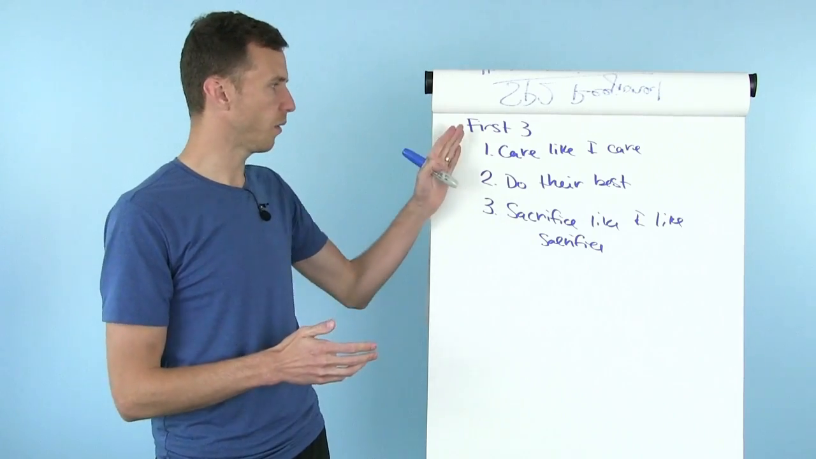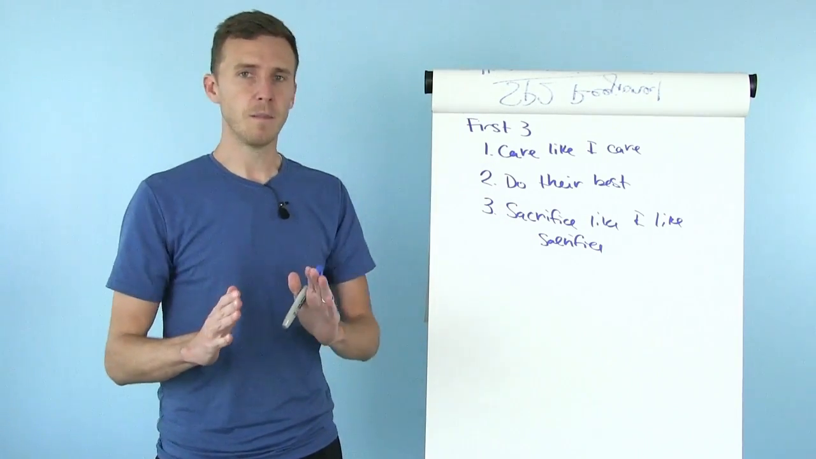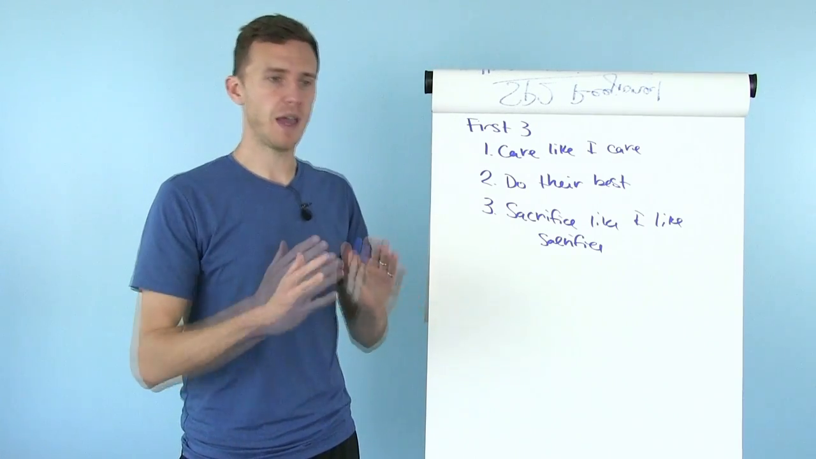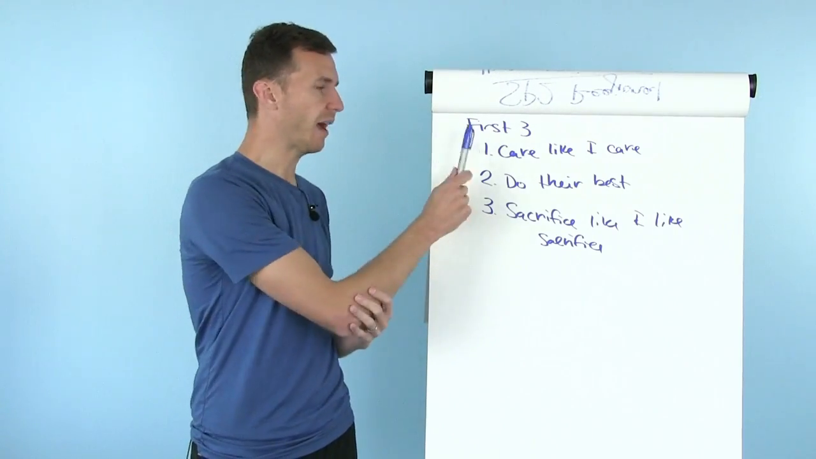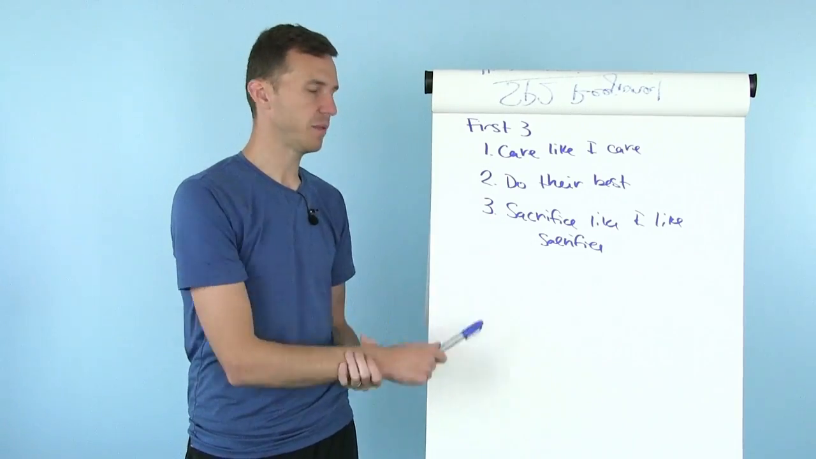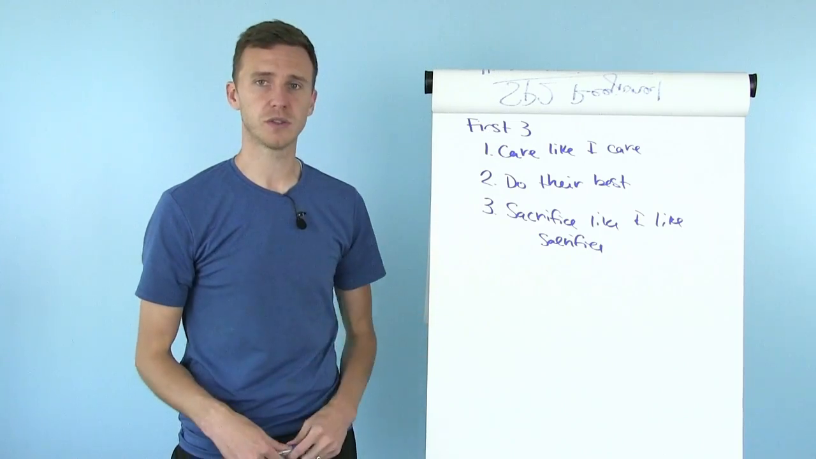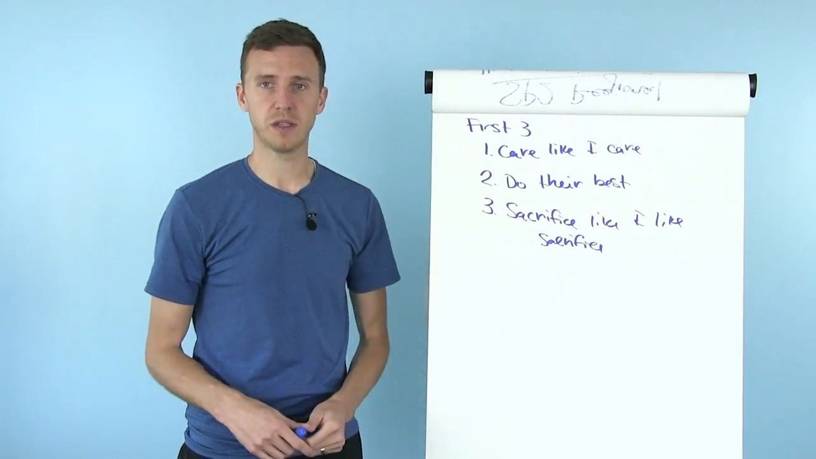So these are the 3 things that you need to fully understand, but require of everybody that you work with, and teach them how to require that of their people. From top to bottom, people have to care like I care. People have to do their best, and they have to be willing to sacrifice. And you have to be willing to fire people that are not going to do those 3 things. Because honestly, guys, I don't even want to be here if we're not willing to do these 3 things.